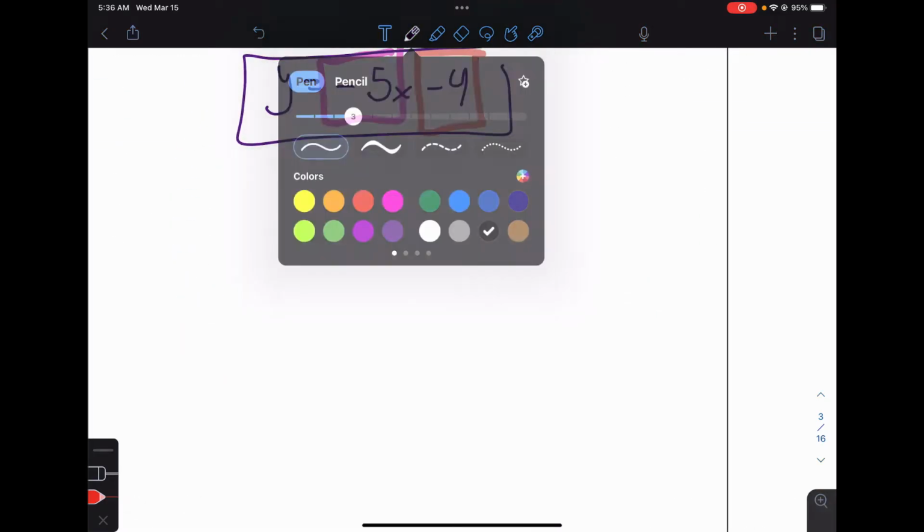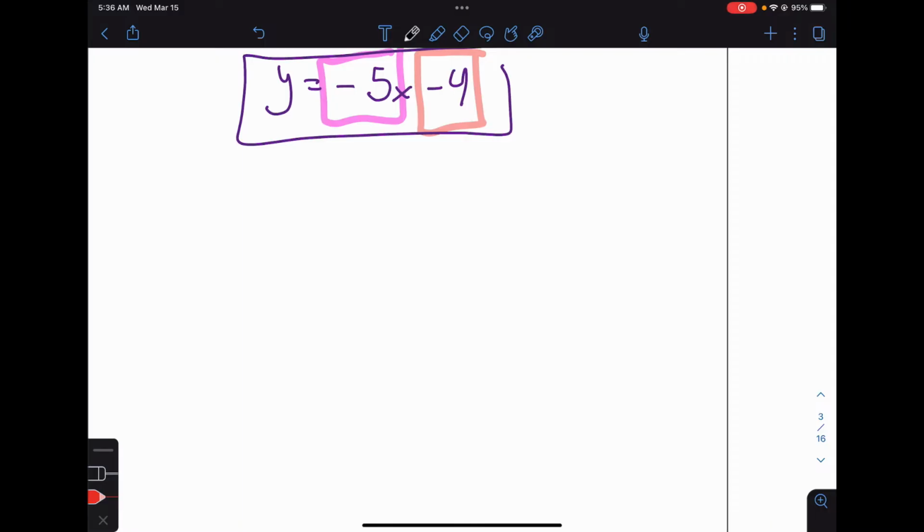I want to throw one more in here because I feel like this one was kind of easy, so I want to make sure we get some extra practice in. Let's do 6x minus 3y equals, let's see, if we're dividing by that, we could do 18.